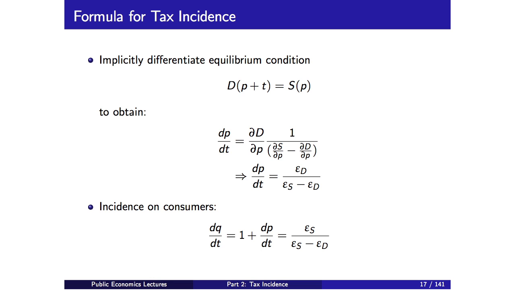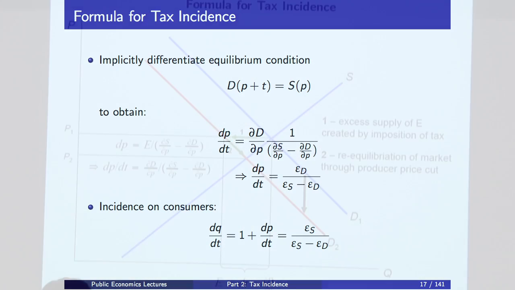So for example, if the demand elasticity is 0, so demand is completely inelastic, suppliers end up bearing none of the incidence of the tax, exactly as we saw in the previous example. Right, let's look graphically at why we get this particular formula, which is going to be useful for the next thing that we talk about.